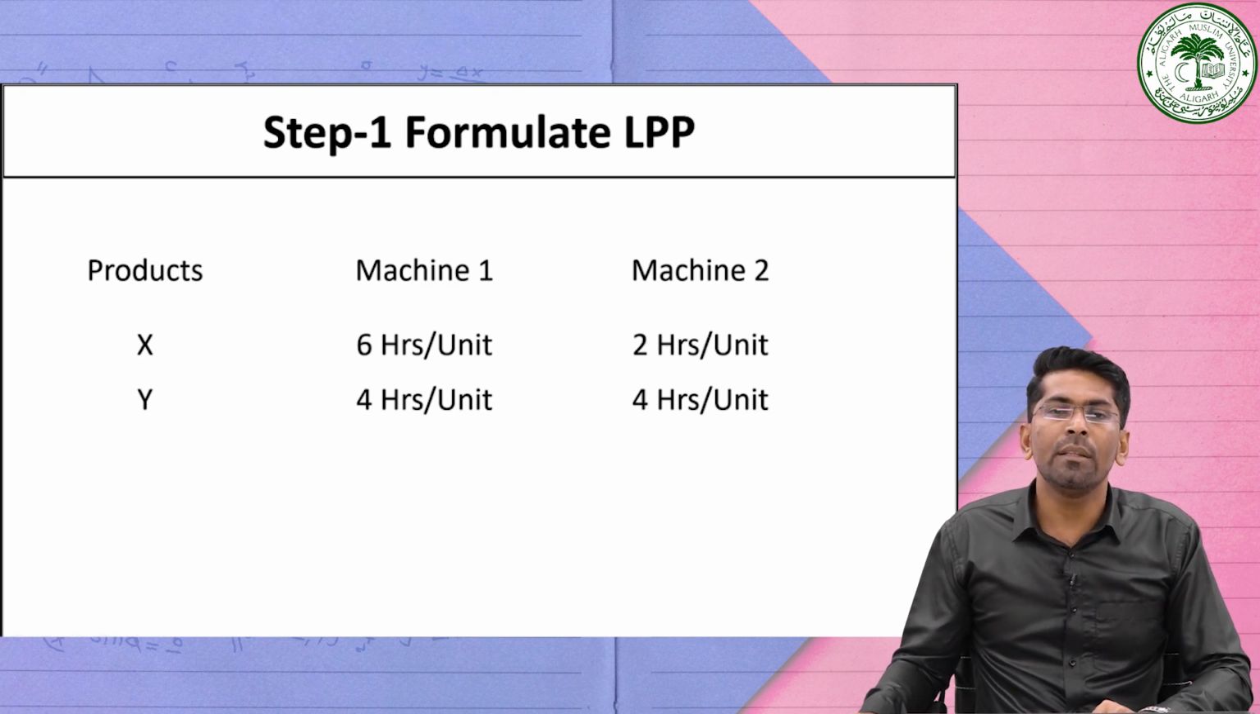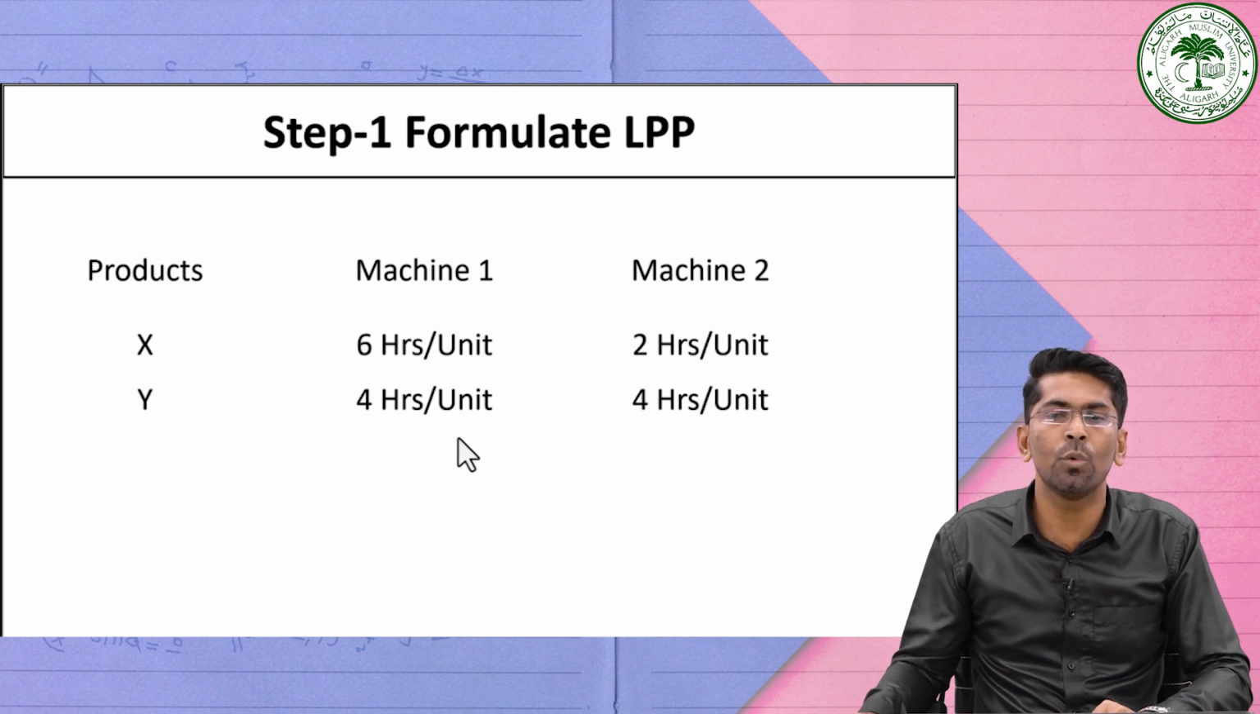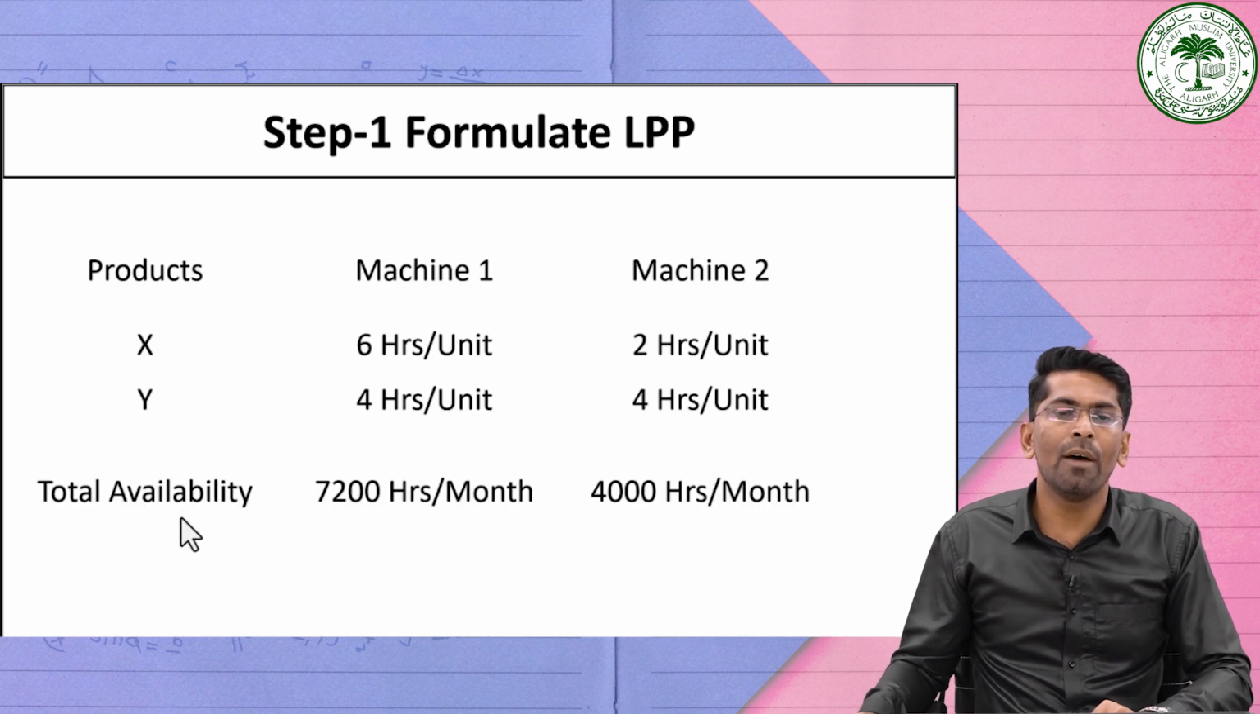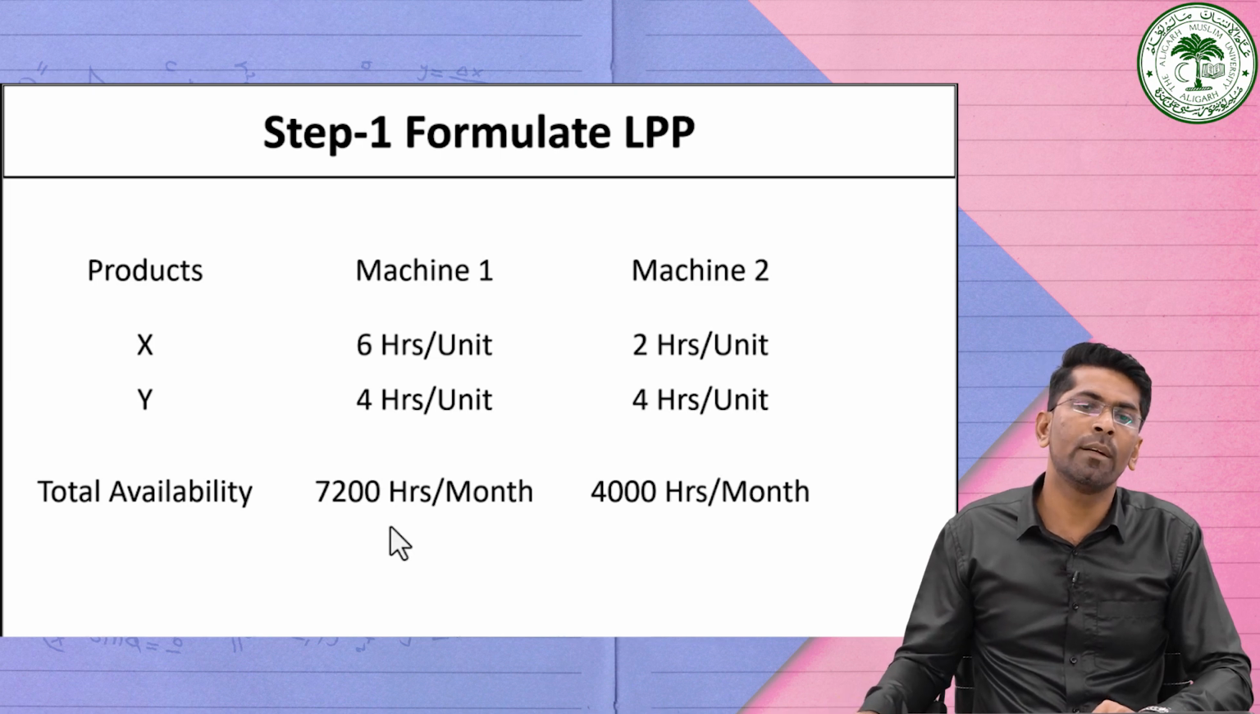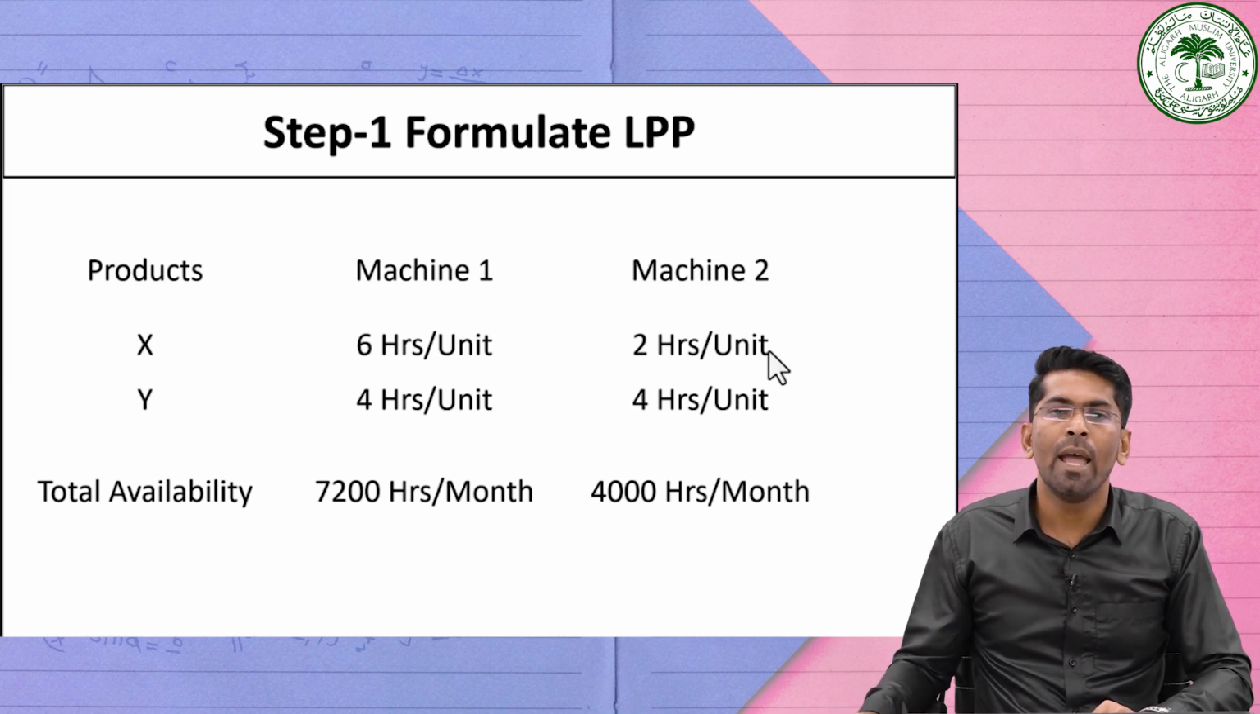Now, the total availability of machine 1 and machine 2 is also given. The total availability of machine 1 is 7,200 hours per month, so I am going to incorporate that here. Similarly, the total availability of machine 2 is also given, that is 4,000 hours per month.